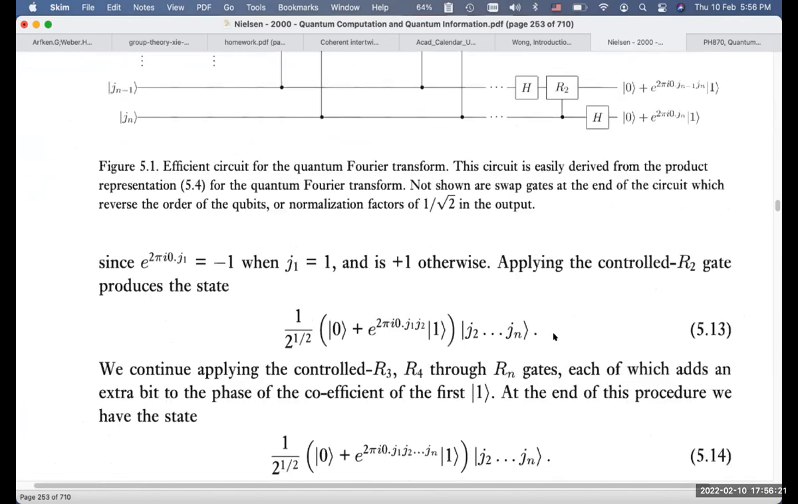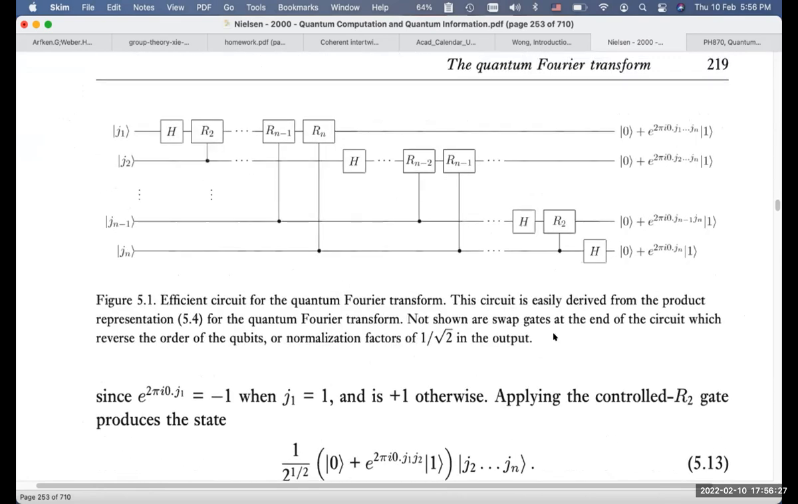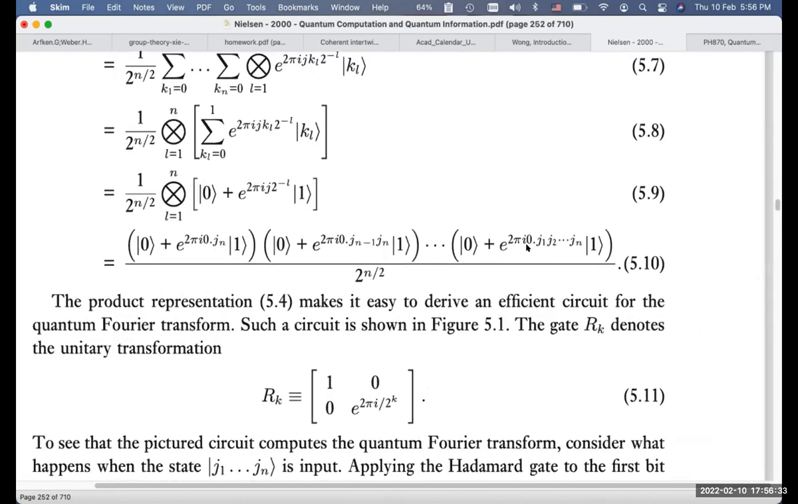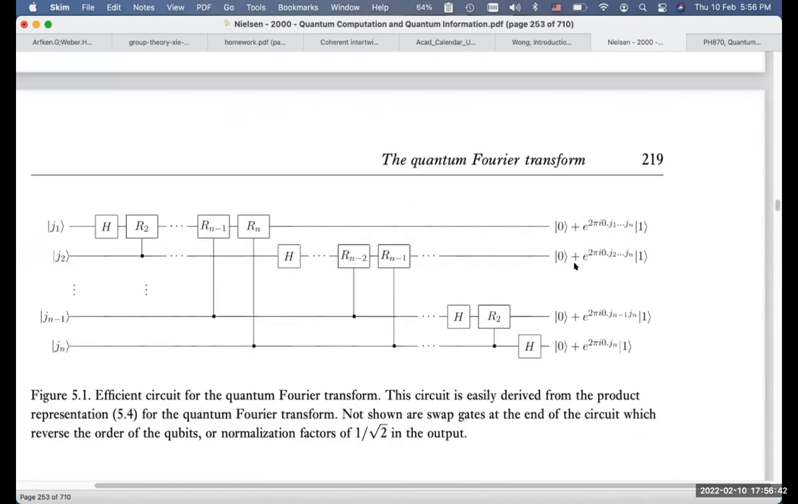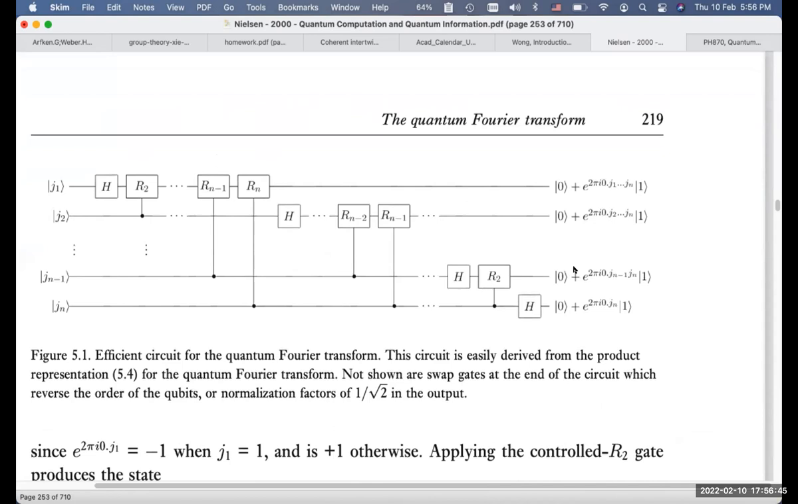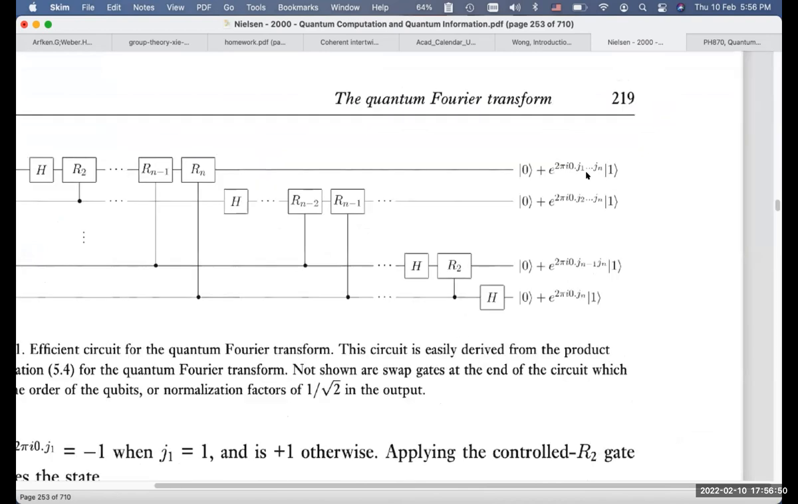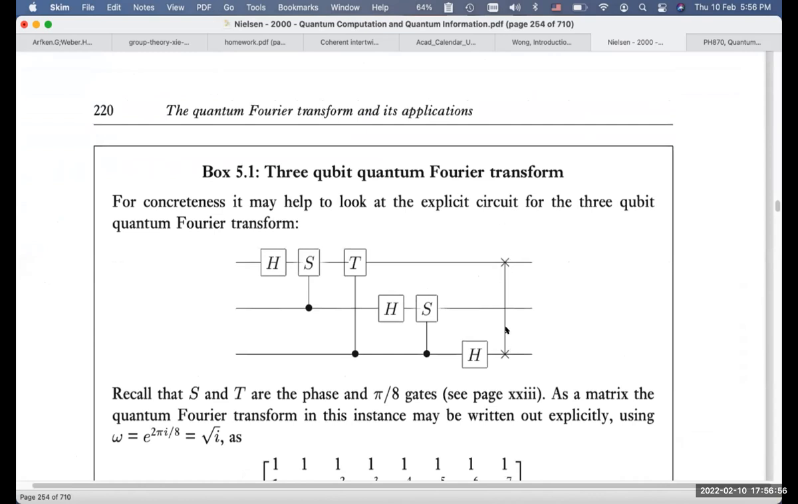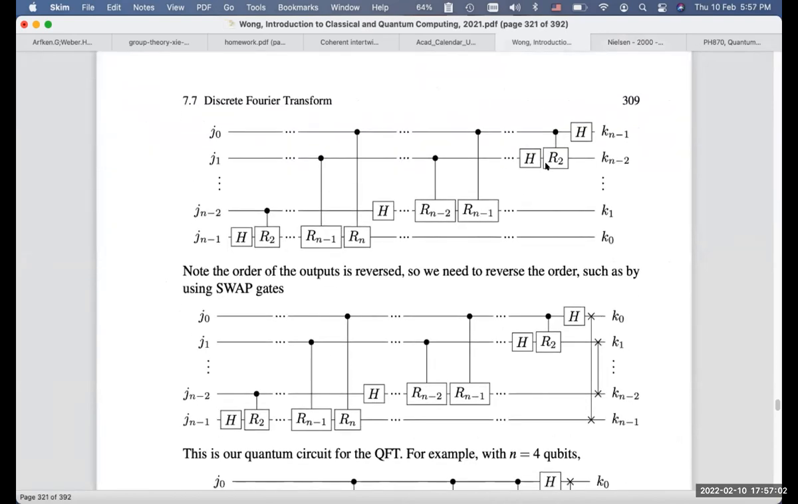And once you have built these states, now you need to reverse the order of the qubits, because in our Fourier transform, this phase is acting on the last qubit. But in the state that we have just constructed over here, this phase is in the first qubit. So what do I do? I put in a swap gate. I swap the first qubit and the nth qubit. So let me show you this one.